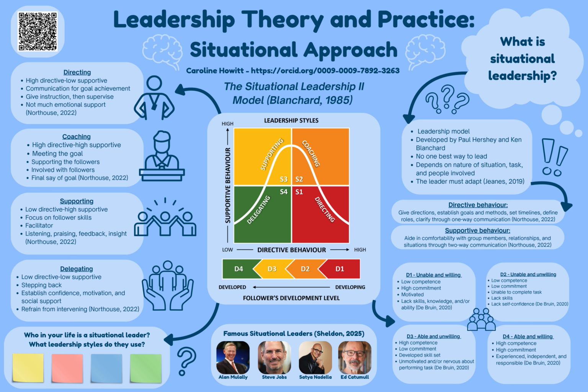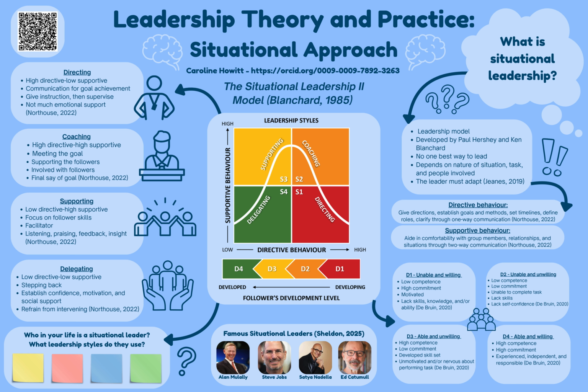The second part of the SL2 model displays the development level of the followers. Development levels can be broken down into the amount of competence and commitment followers have. D1 followers are unable and willing to complete a task. They have low competence and high commitment. They are at the lowest level of development. They are eager and motivated to help, but lack the skills, knowledge, and ability to do so.